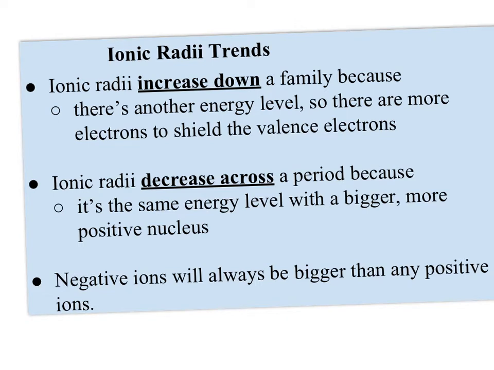So the ionic radii trends really are very similar to the atomic radii. Ionic radii will increase down a family because there's another energy level, so there's more electrons to shield the valence electrons from the pull of the nucleus. And ionic radii decrease across a period because it's the same energy level, but the nucleus is getting more positive and stronger. But the one thing you should remember is negative ions will always be bigger than any positive ions.